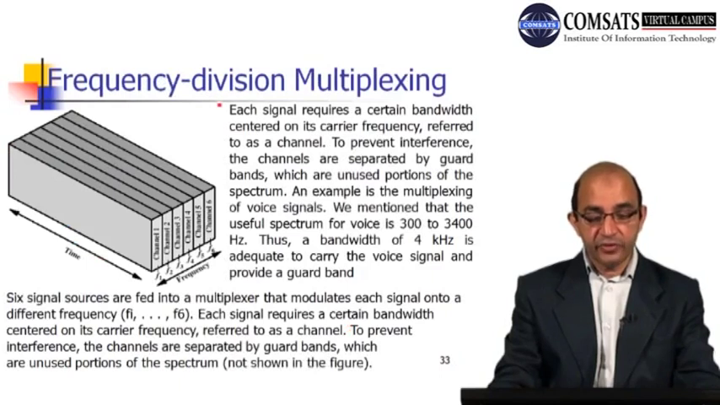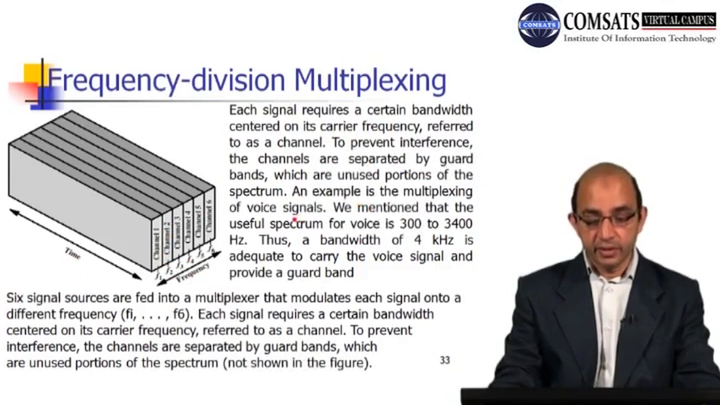So here we have FDM, frequency division multiplexing. As we know, each signal requires a certain bandwidth centered at a carrier frequency. So we have frequencies F1, F2, F3, F4, F5, F6. These are the different channels. In order to avoid interference, we have guard bands in between those different frequency channels.